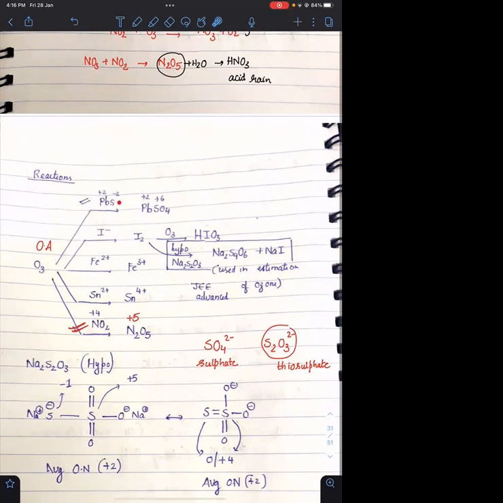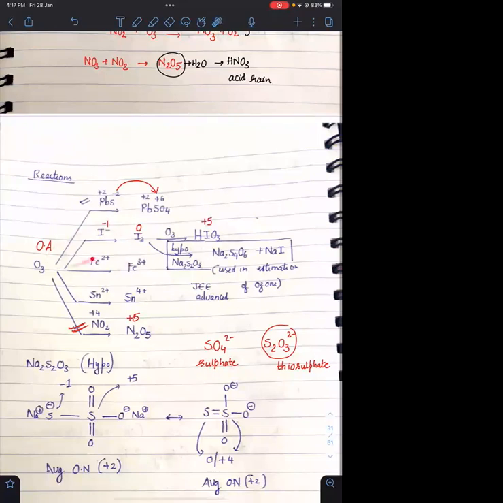If you have PbS where the sulfur is in -2 oxidation state, it is converting into PbSO4 where the sulfur is going into +6 oxidation state. Okay, so it is getting oxidized. I-, which is in -1 oxidation state, converts into 0 oxidation state initially, which on further reaction with the O3 converts into +5 oxidation state.